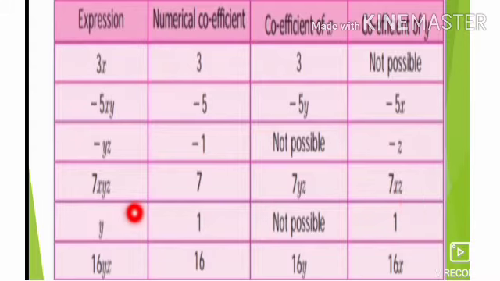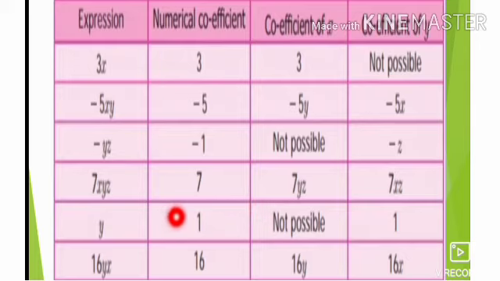And here in this term y, the numerical coefficient is 1. So if no numerical coefficient appears in the term, then the coefficient is understood to be 1. So here 1 is the numerical coefficient. Coefficient of x is, the term x is not given, so coefficient of x is not possible. And coefficient of y is 1.